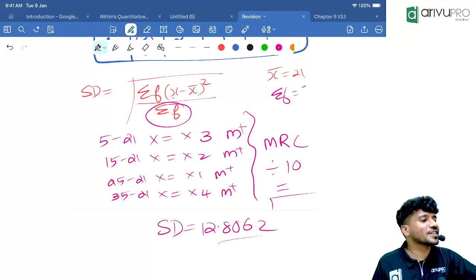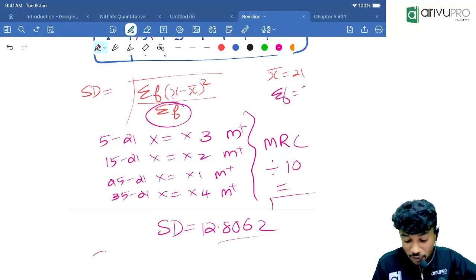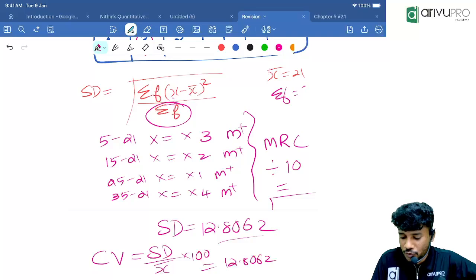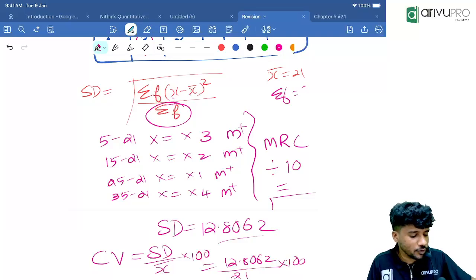So standard deviation everyone got. How to find coefficient of variation? Standard deviation divided by arithmetic mean into 100. Standard deviation is 12.8062 divided by 21 into 100. People, do that for me.